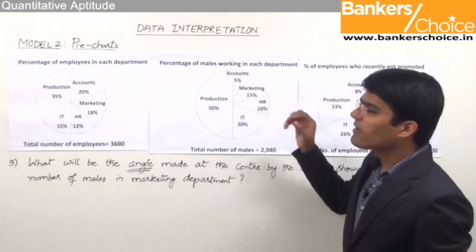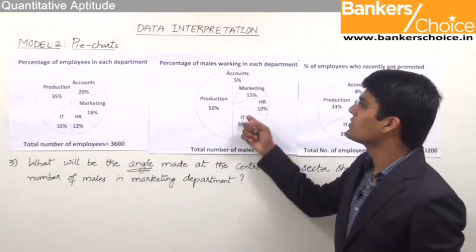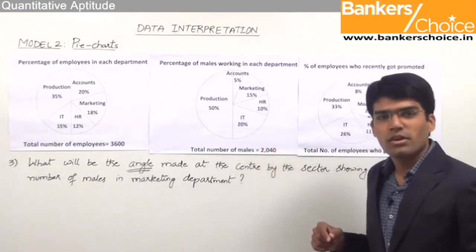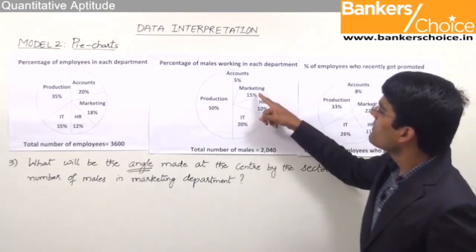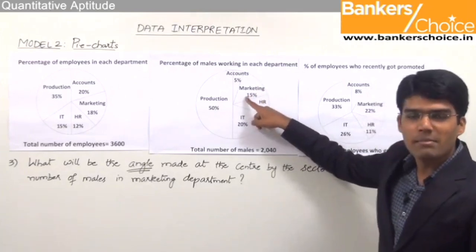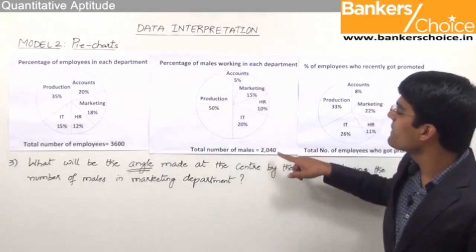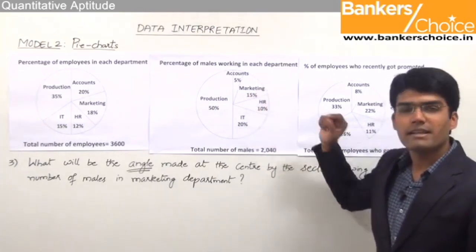We know that the number of males or the percentage of males is shown by the second pie chart here, and the total number of males is 2040. So here the percentage of males in the marketing department is 15%. So the number of males will be 15% of 2040 in the marketing department.